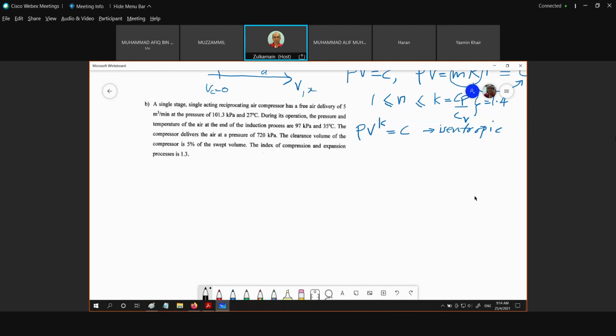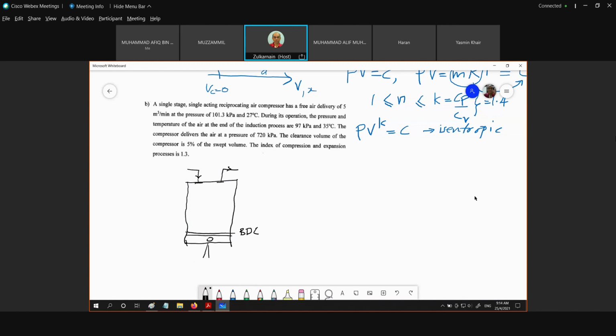So we sketch it. This is our compressor. This is our intake. Of course, this is our valve. This is our delivery, our valve. Now, usually you are going to sketch the piston at BDC. Usually we sketch the piston at BDC. So this is our BDC.